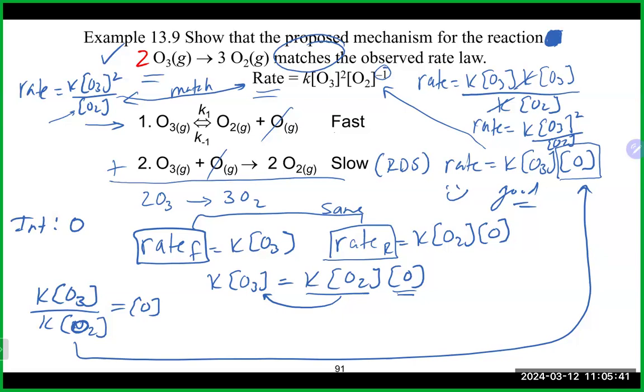I'm good with good or bad. Yeah, it's good or bad. I get the idea. But they oftentimes will use the word plausible or not plausible for a mechanism in books and stuff like that. But it basically means it's good or bad.